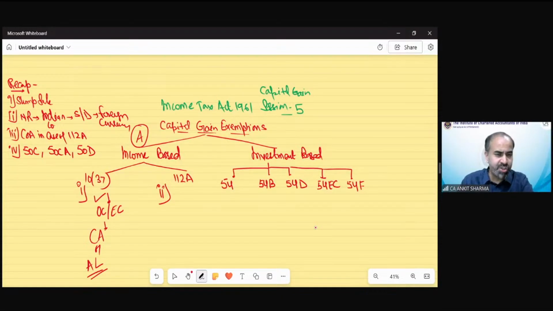What are the other conditions? We will discuss it in detail. The second is section 112A exemption, in which you have seen that an exemption of 1,25,000 rupees would be there if there is a long-term capital gain which falls under section 112A, then tax would be charged after exempting 1,25,000 rupees. So these are two income-based exemptions, and then there are 5 exemptions based on investment schemes.